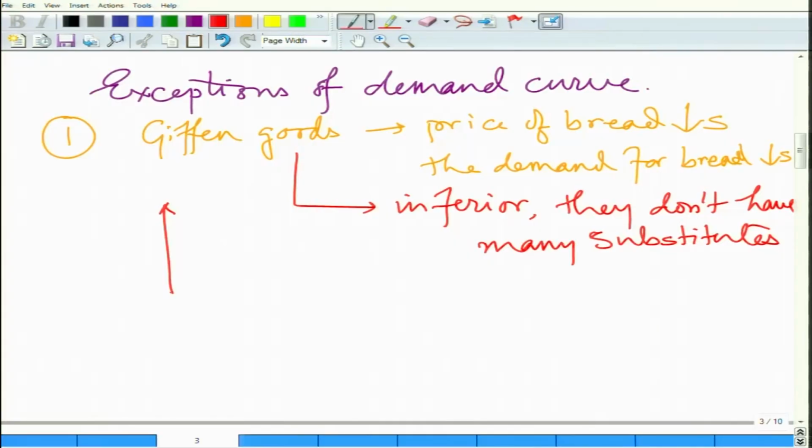Therefore, we can see that price and demand again are moving in the same direction, and that gives us a positively sloping demand curve, which is like this. When price increases, quantity demanded also increases.